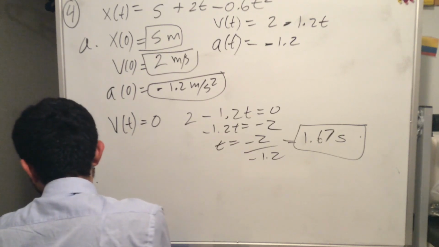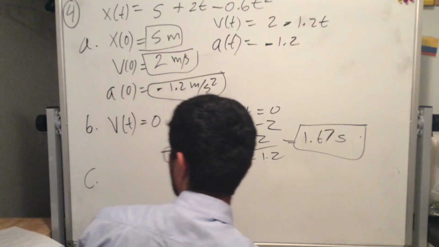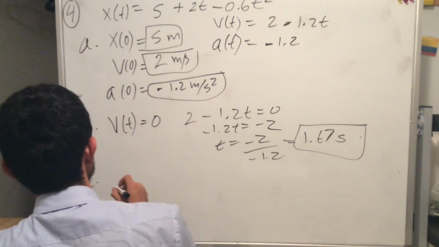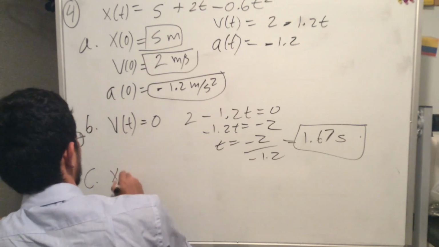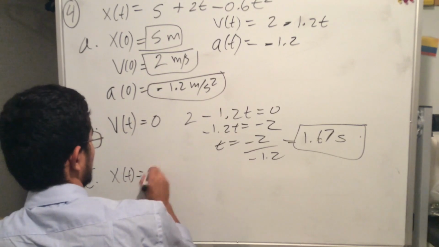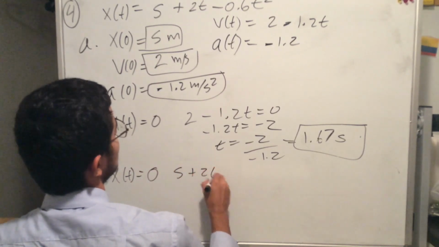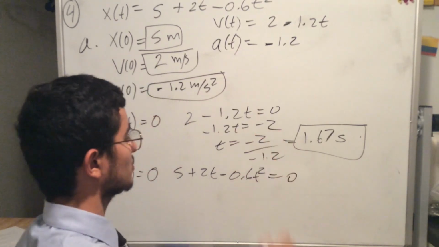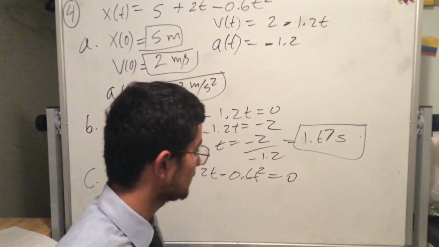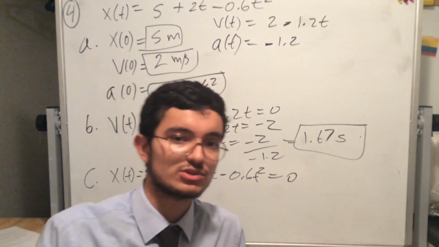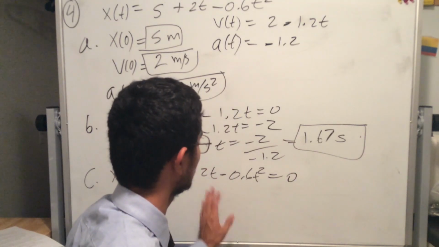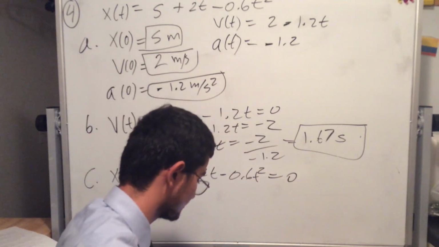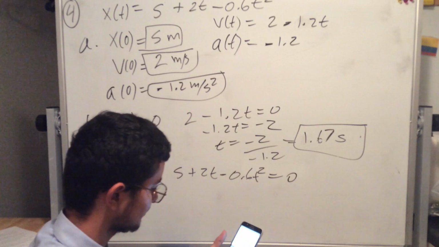How long after starting does it take the object to pass the origin? So we're going to have to look at the position function, and then we're going to set it equal to 0. So x of t is equal to 0. So we're going to have 5 plus 2t minus 0.6 t squared is equal to 0, and we're going to find t. If you have a calculator on the exam, because you're allowed to, you can use the graphing tool of the calculator to find the zeros of this quadratic function to make your life easy. So let's go ahead and do that. Let's see what we get.